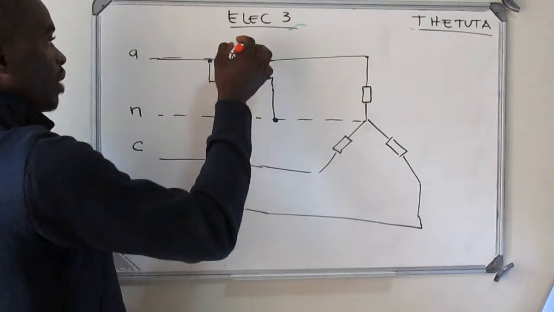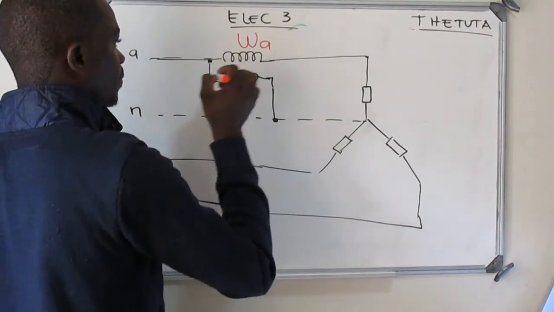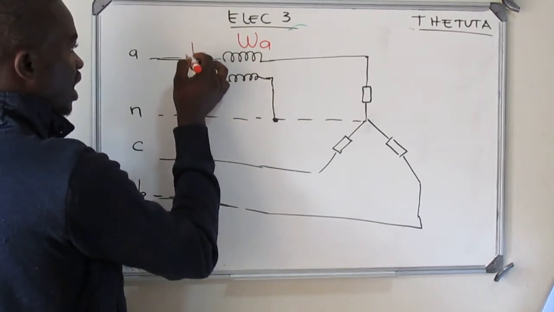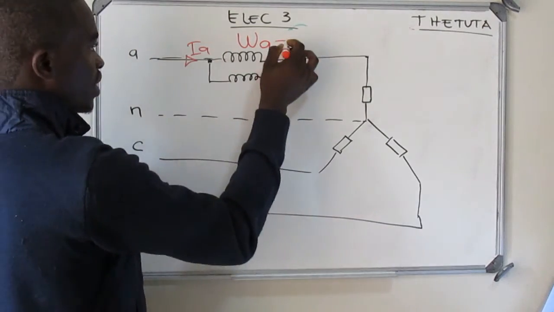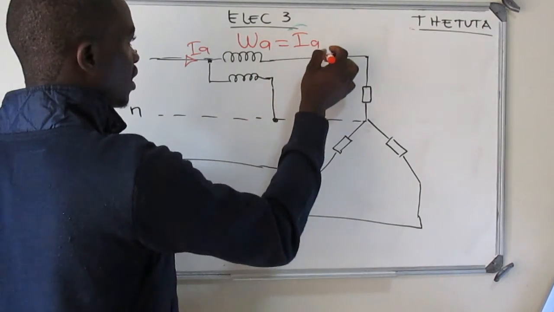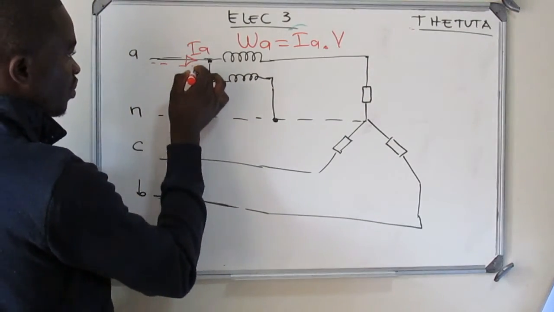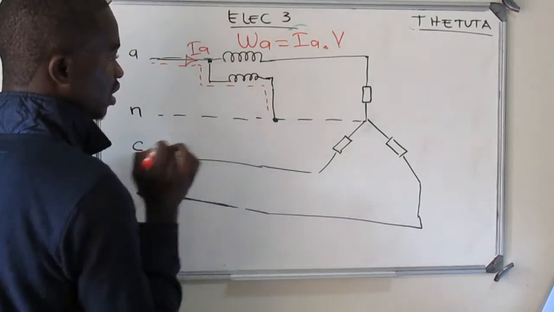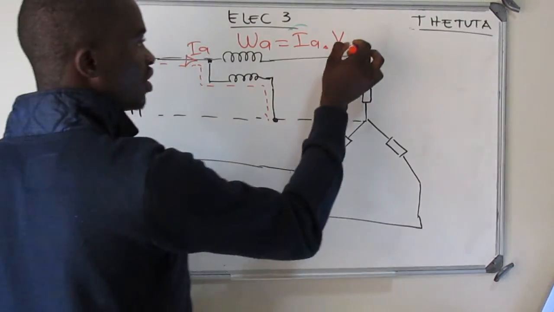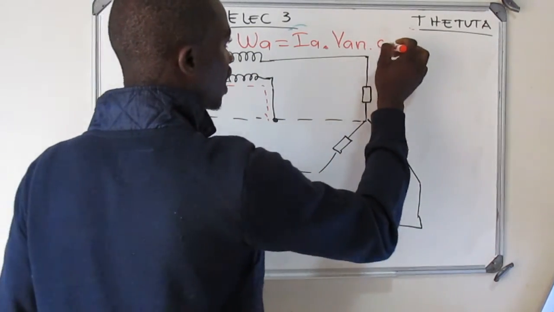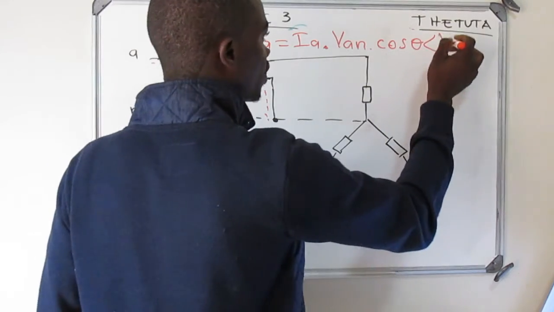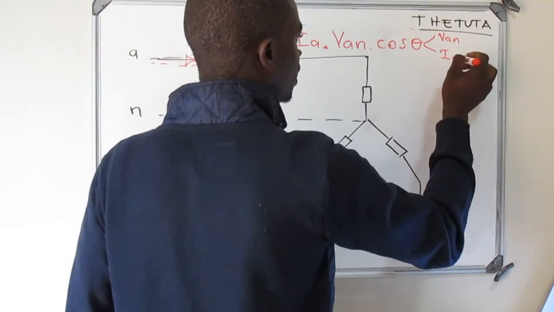So now what's going to be the reading of this wattmeter A? First of all, we're going to say that we have a current IA flowing in the current coil. But what will be the voltage? The voltage is the voltage from A to the neutral point. So it's going to be the voltage VAN, times cos of the angle between the voltage VAN and the current IA.